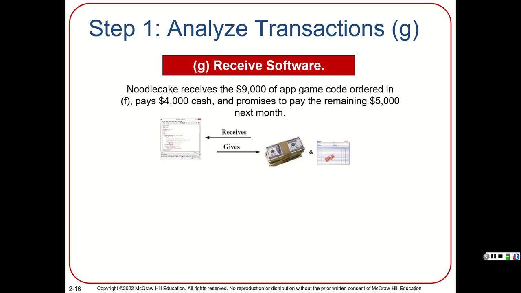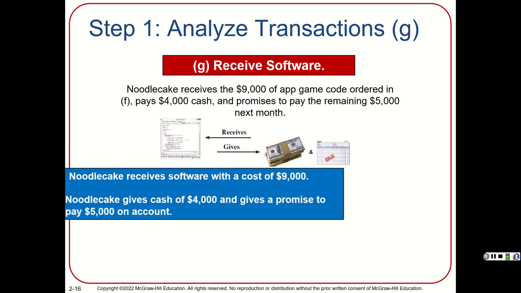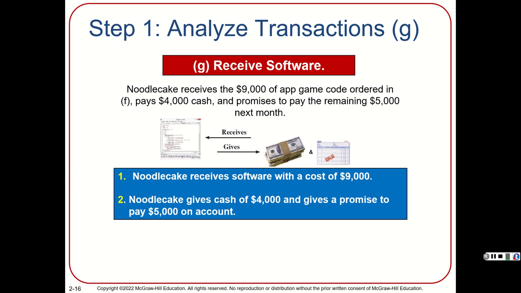All right. So now, from the transaction we had in F, where there was no transaction yet because the code was not received, now the company has written the code, and now the company is liable, or has that liability that they have to take care of. So now, because Noodlecake has the software, they have decided to break the promise to pay into two parts, $4,000, and gives a promise to pay the other $5,000 on account.